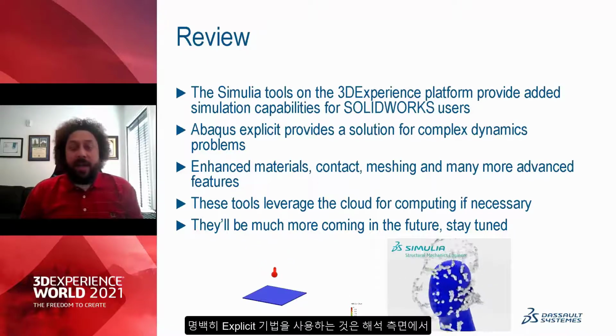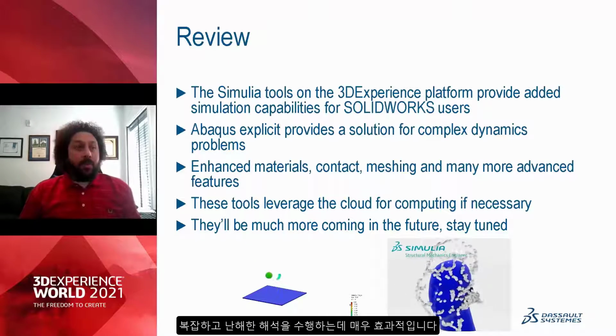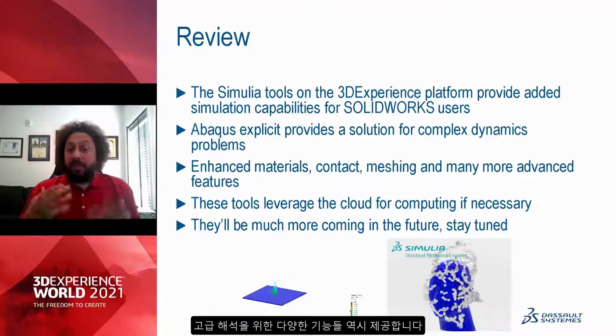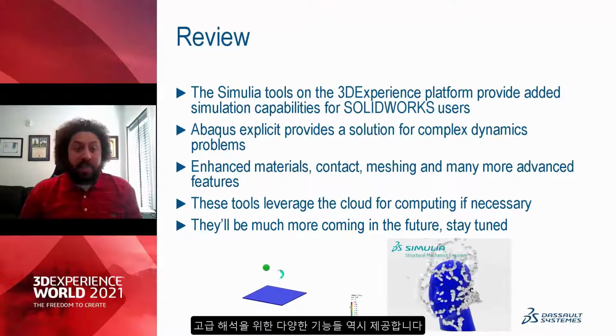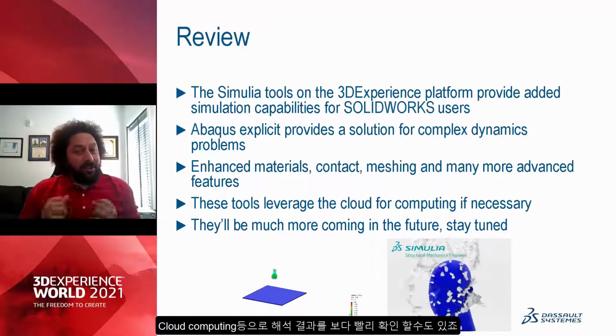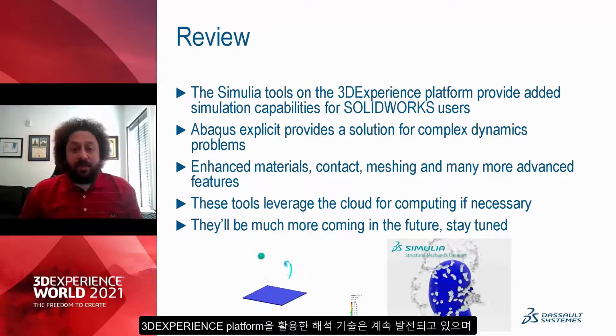Obviously, Explicit provides a solution for those types of complex events. You know, it's got enhanced materials, contact modeling, material calibration, meshing, and just a lot of other advanced features. You can leverage cloud computing if that's something that's interesting to you, if you want to reduce your IT overhead. And stay tuned because, like I said, this is a really exciting time to be at Dassault and in the simulation space because there's going to be a lot more coming in the future.